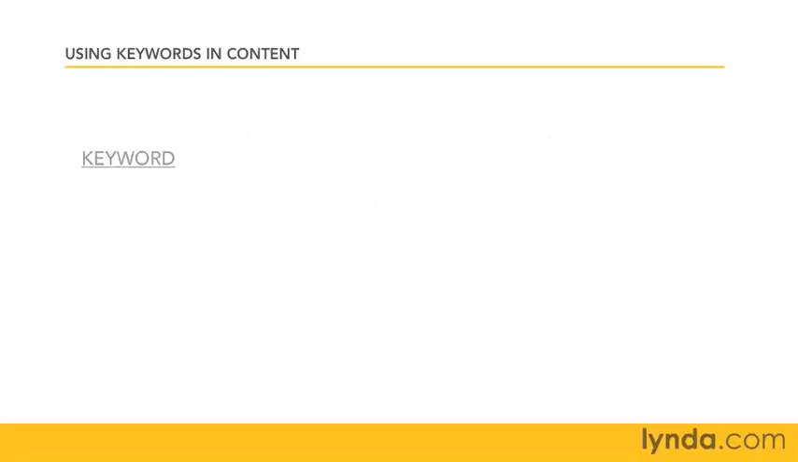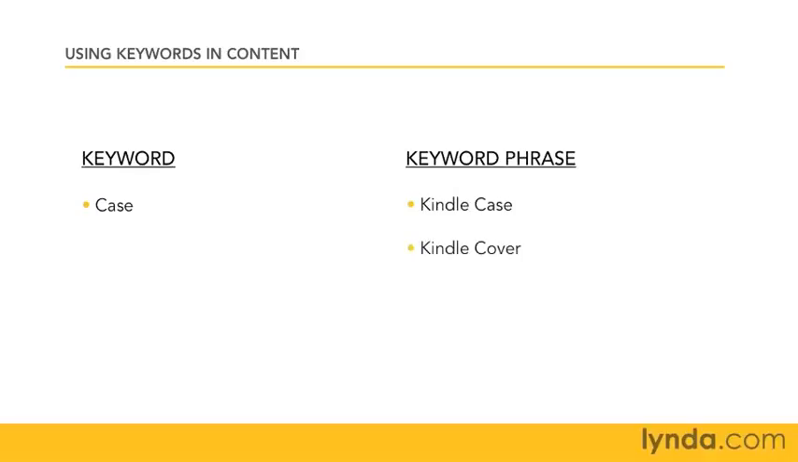For instance, if the single word case, let's say, is within the content for our Kindle site, we're going to review our existing keyword research and see what phrases mean the same thing as case. In this instance, a case for the Kindle could also be called a Kindle case, a Kindle cover, or even Kindle protection. So we go back to the website, find the instances of where it says case, and then use these keyword phrases instead.